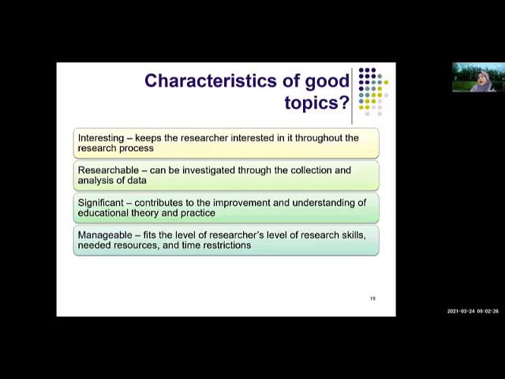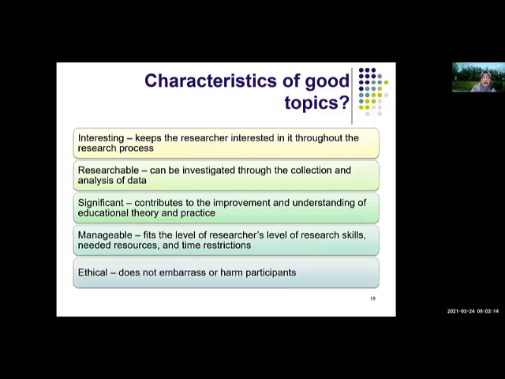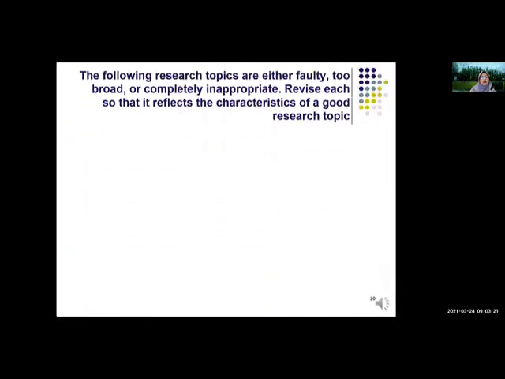Let's say this research needs high-skill programming. Do you have the capability to do the research? Ethical: does not embarrass or harm participants. So the following research topics are either faulty, too broad, or completely inappropriate. So review each of these.